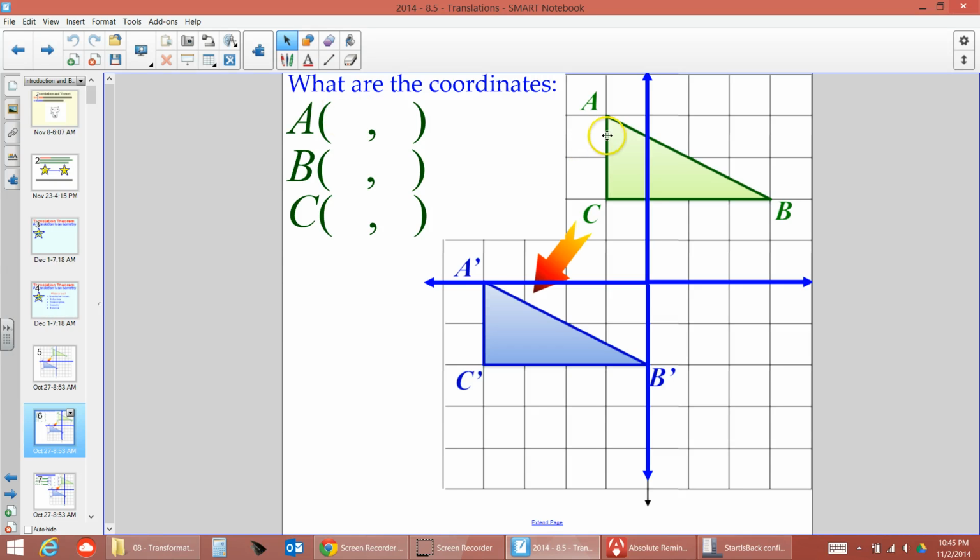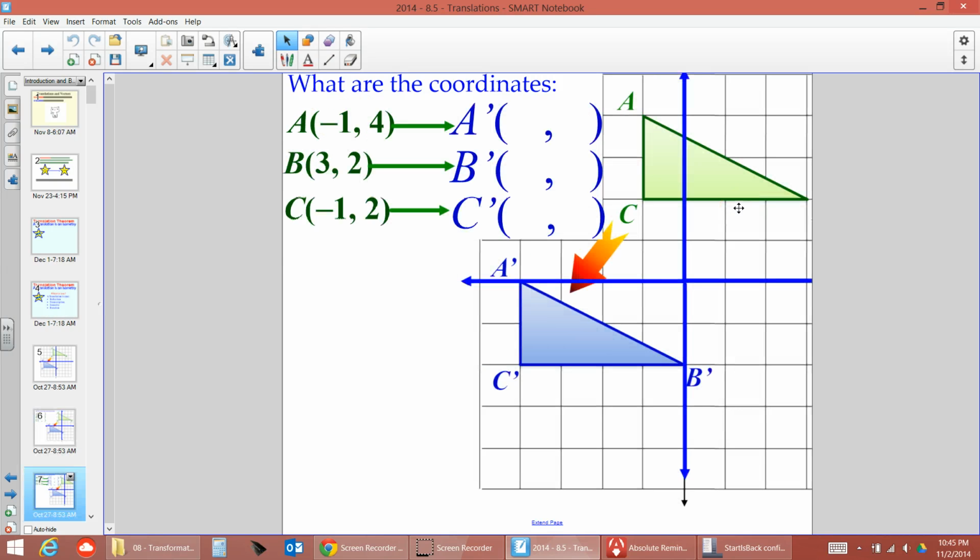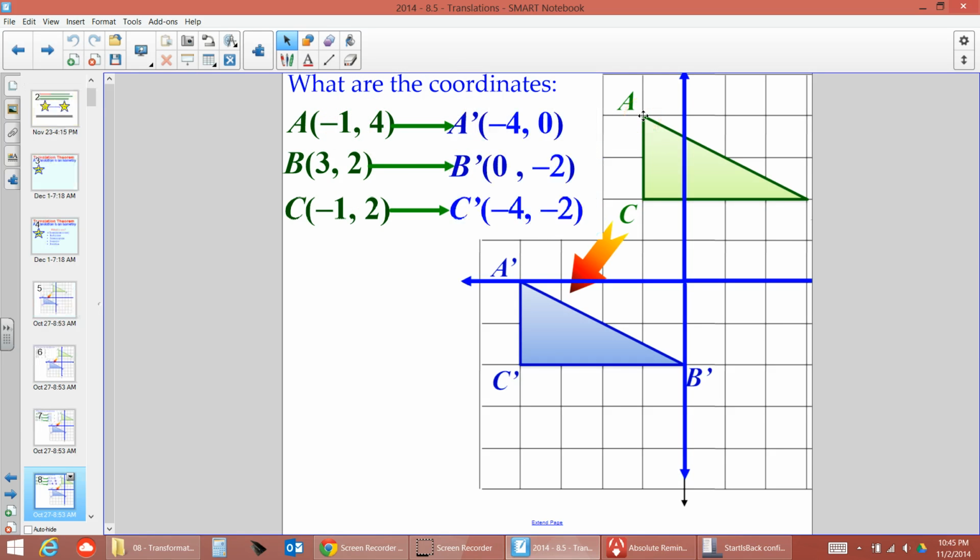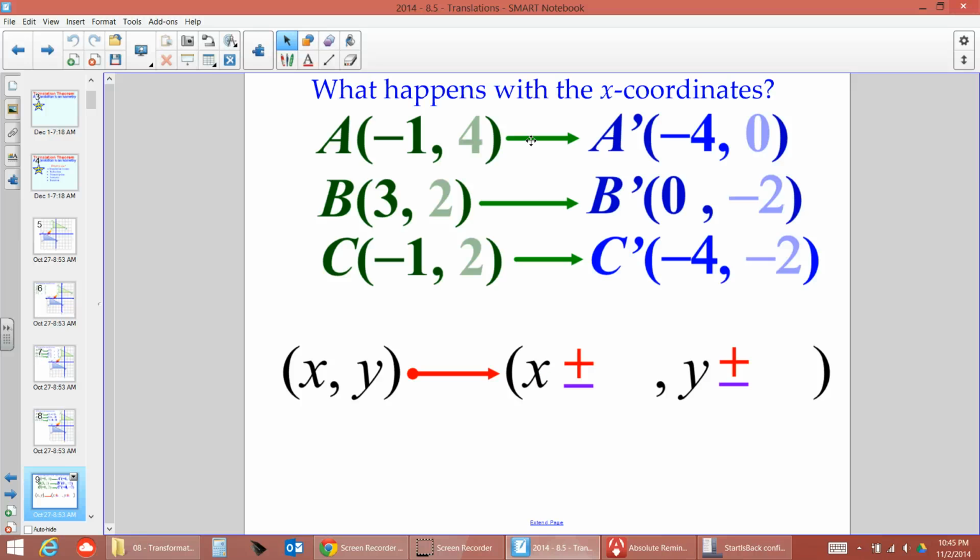So if we look at the coordinates of A, B, and C, you can plot those yourself, or you can just look at the notes that I've written up here. To get from A to A prime, we simply have to count. I went down 4, left 3, looks like. So if we look at this as one set of points and a new set of points, all you have to think about is how did I get from there to there?